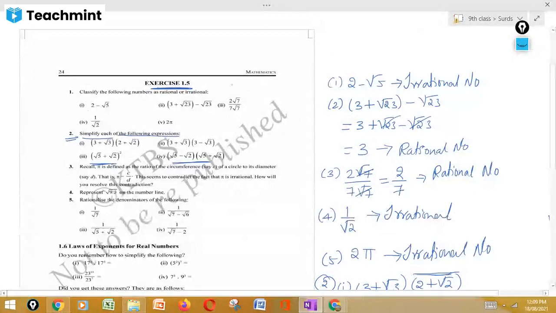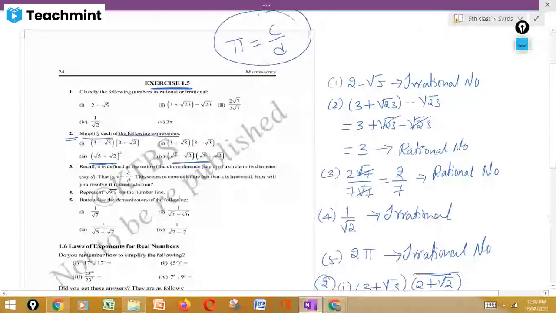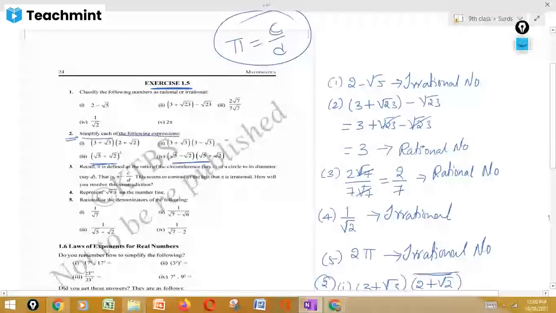What I'm saying is that when you say pi is equal to circumference by diameter, either the circumference or the diameter, one of them is irrational and the other is rational. And when there is an operation between a rational and an irrational, the result is always irrational. So this is the reason why we say that pi is an irrational number. Krita?